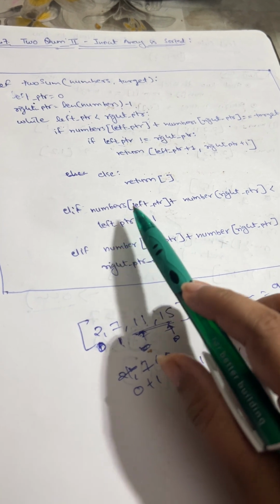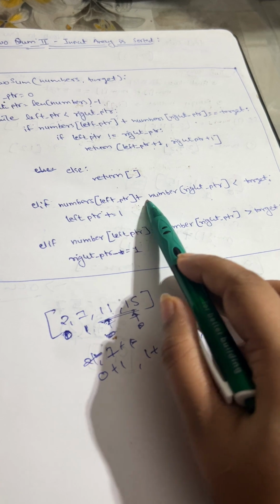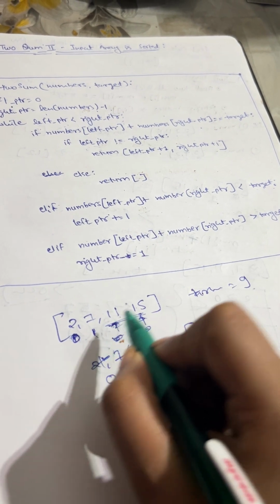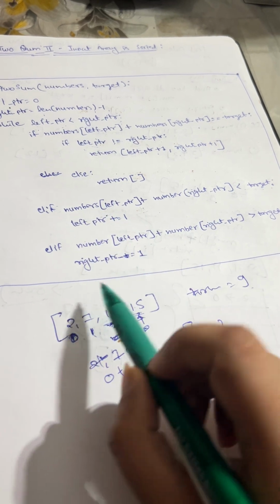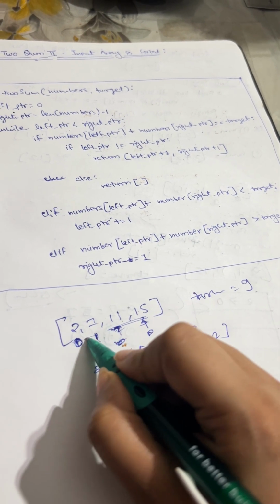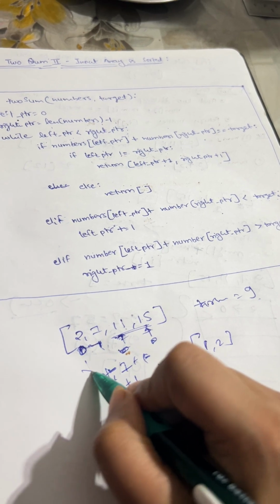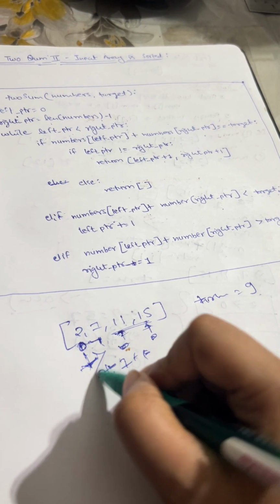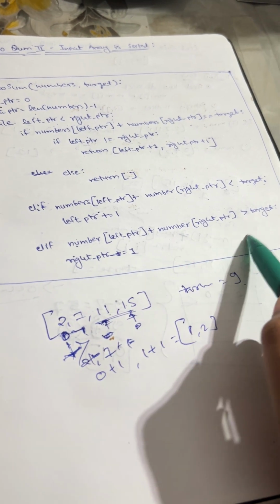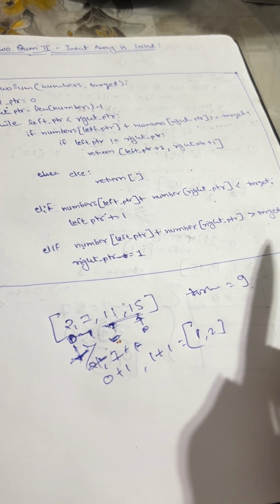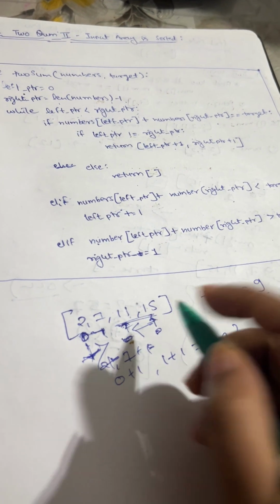If the condition number of left pointer plus right pointer is less than target, the value is less, what we need to do is make the value equal to target. In that case, if the value is less, then we need a larger value. How will we get the larger value? When we increment our left pointer, right? And what if number of left pointer plus right pointer is greater than the target? Then in that case we need to decrease our right pointer.